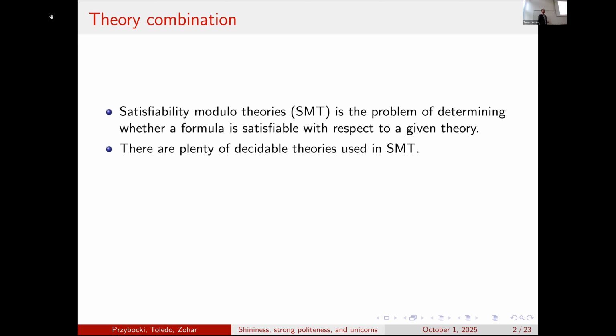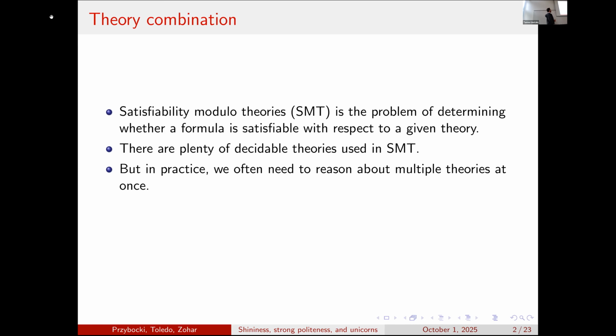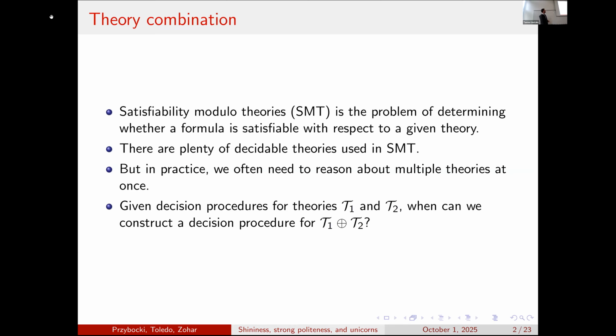There are a lot of decidable theories that are used throughout SMT, but in practice, we often want to reason about multiple theories at the same time. This is what we typically want to do in applications like program verification, and I'll give an example of that in a minute. The central question of theory combination is, if we have decision procedures for two theories, when can we combine them into a decision procedure for the combined theory?